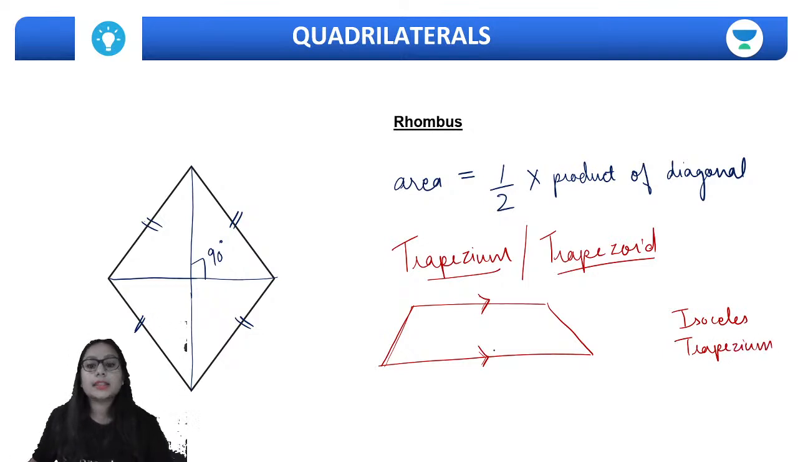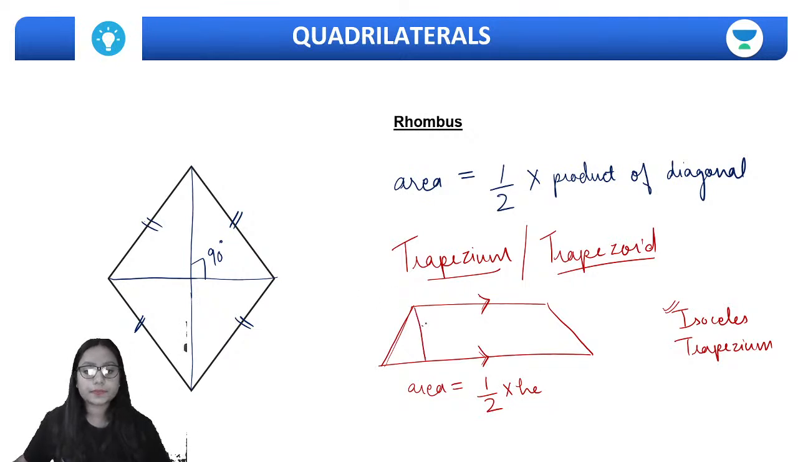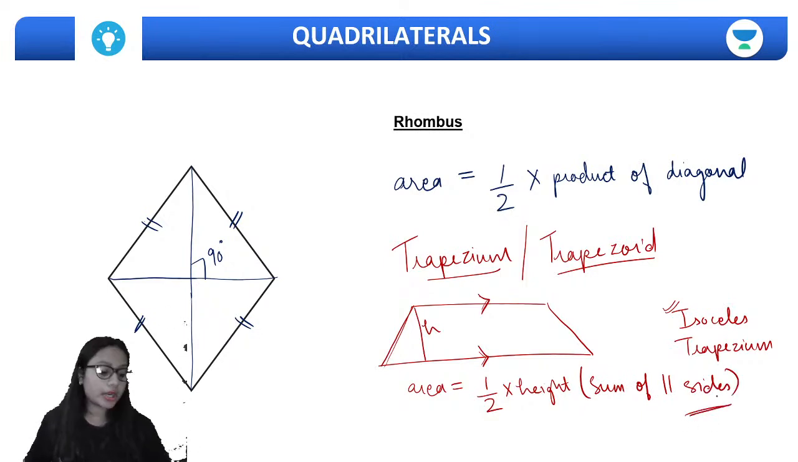The diagonals of an isosceles trapezium are equal. Now let us see how we calculate the area of a trapezium. Area of a trapezium is given by half of height, that is, if I take this as the height, half of height into sum of parallel sides. This is the formula to calculate the area of a trapezium. Okay, I hope this is clear.